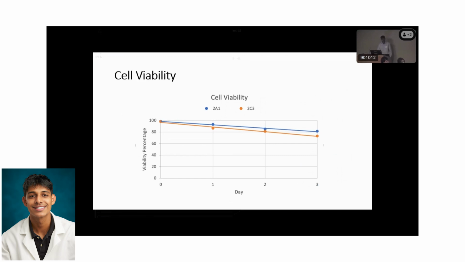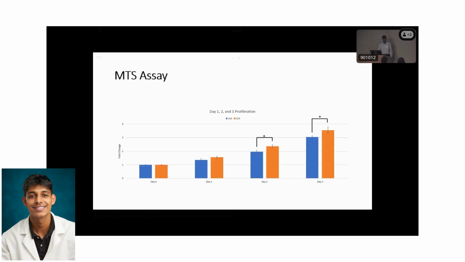Just right here, just a quick question. Did you treat the cells with anything? No. Okay. Can you repeat the question? Yeah, she asked, did I treat the cells with anything for viability or the MTS assay, and I did not.